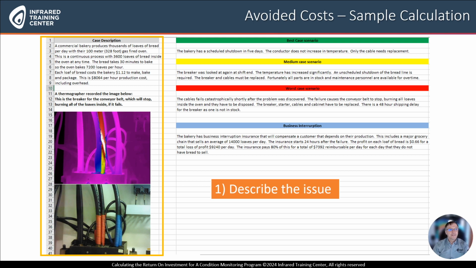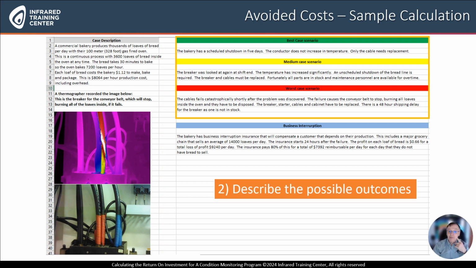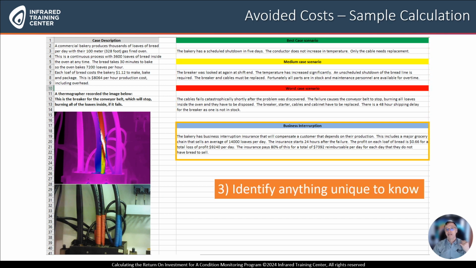Okay, so the first thing here, we describe our issue. The second thing here, we describe our scenarios, our possible outcomes. And the third thing is here, we identify anything that's unique to know. Maybe if something fails as an environmental loss, something goes into a river, something goes up into a stack. So there could be many, many things happen here. But this is the process. We describe our cases, we describe our scenarios, and anything else that would be good to know.